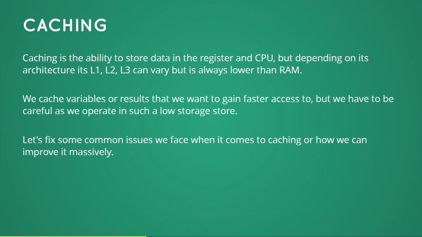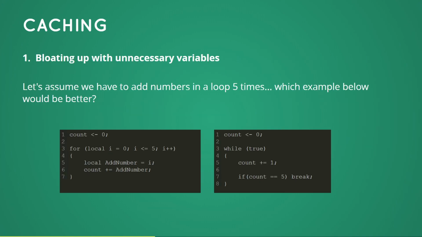Caching is the ability to store data in the register and CPU. Depending on its architecture, its L1, L2, L3 can vary, but it is always faster than RAM. We cache variables or results that we want to gain faster access to, but we have to be careful as we operate in such a low storage space. We can fix this by addressing common issues that we do on a daily basis. The first one is bloating up with unnecessary variables. Here are your 2 loops. Which one is better?